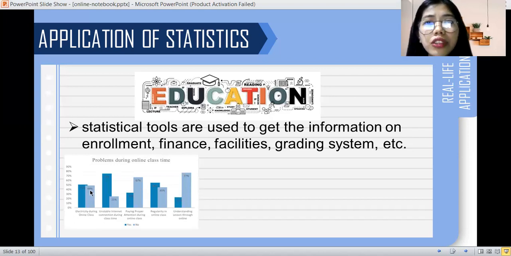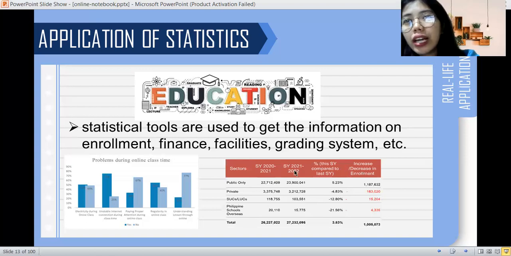And then, dito sa statistics, ma-identify natin yung mga factors affecting the performance of the students during online classes. So, ayan po sila. Yan po ay isang example ng pagpapresent ng statistics, doon sa part na organization and presentation, itong graph na to. And we also have here na nakatable na siya. So this is an example ng enrollment.